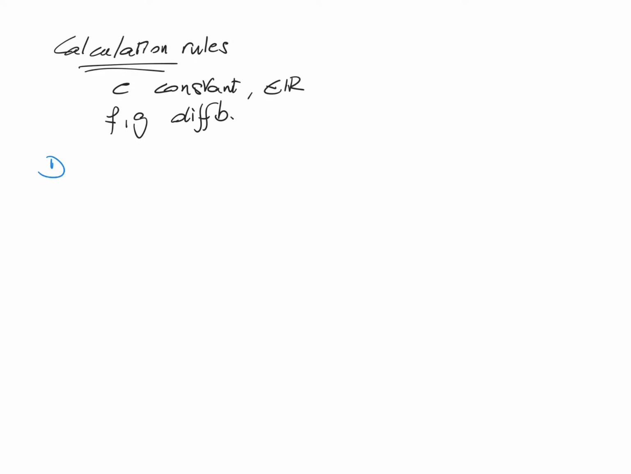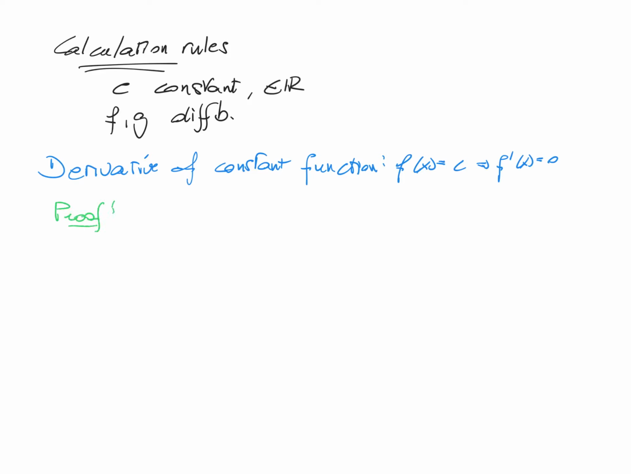The derivative of a constant function. So for the derivative of a constant, we have that if f of x is c, then f prime of x is 0. So the derivative of a constant is always 0. The proof is very easy. You just take the formula for the derivative and you plug it in.